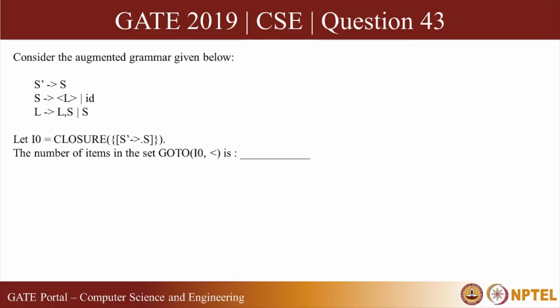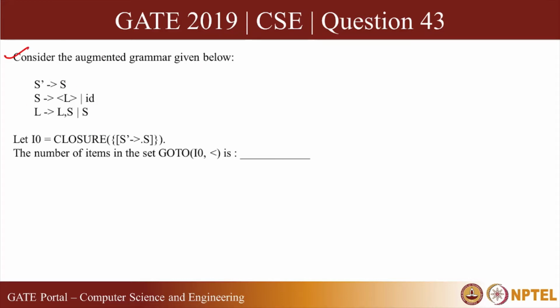Hello everyone. So welcome to question 43 of GATE 2019. This is a question from compiler design which carries 2 marks. You can see that the question is taken from the parsing part of compiler design. Here, consider the augmented grammar given below.